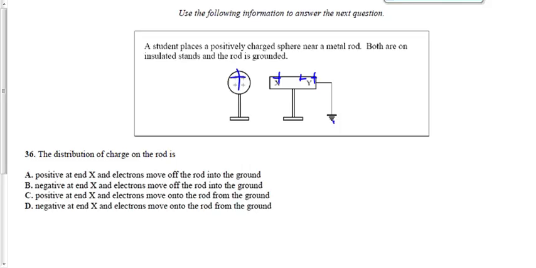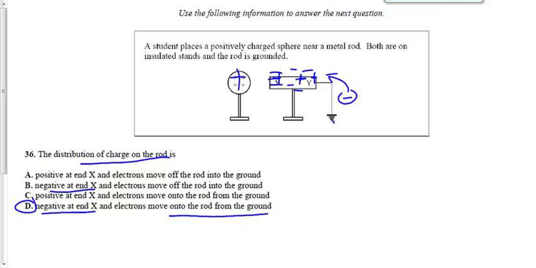Not necessarily all of them, right? But lots of them move to the left, leaving end X negative. Now, we're also going to get the electrons moving up from the ground, right? So in the end, the whole thing is going to be negative. Distribution of the charge is negative at end X, and the electrons would move onto the rod from the ground. The answer is going to be D.